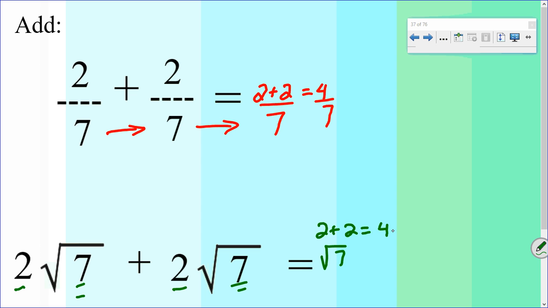So your answer, if you notice, is going to be 4 on the outside, but the inside number stays the same. So 4, 7. 4 radical 7. And that is your answer. You have just added radicals. So it's similar to adding fractions.